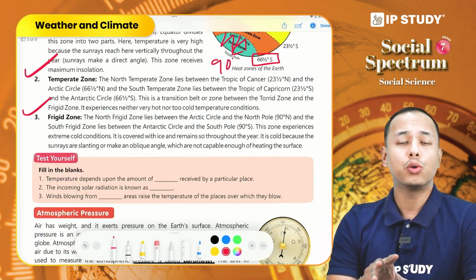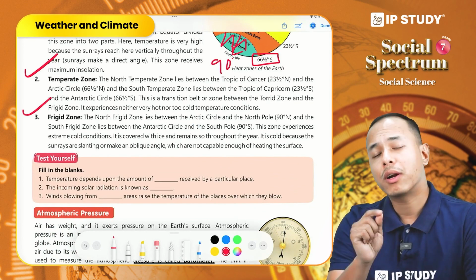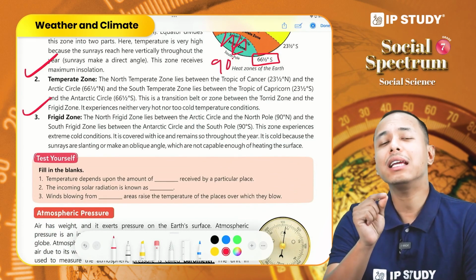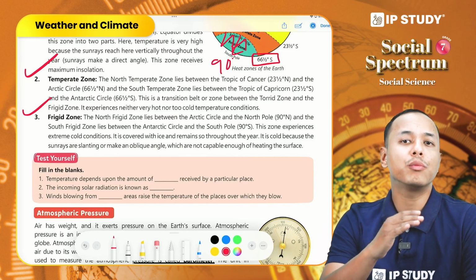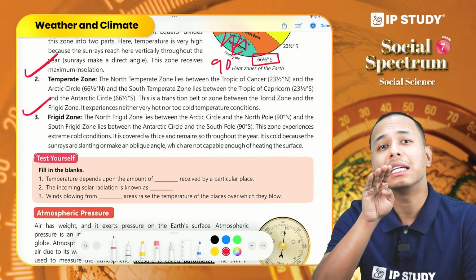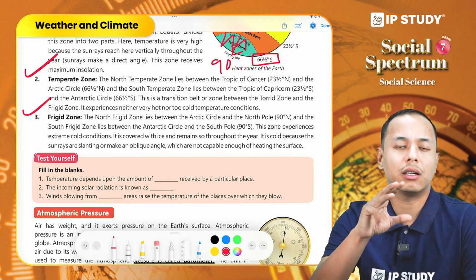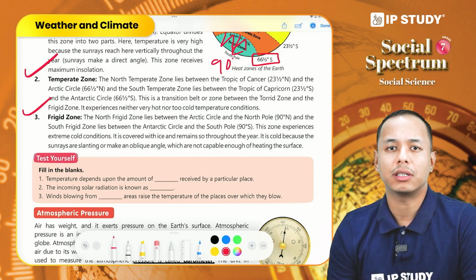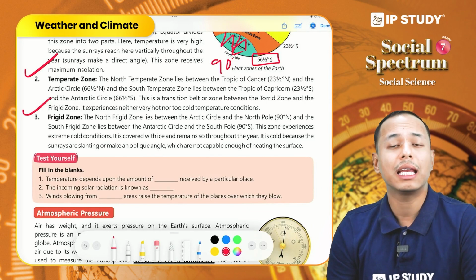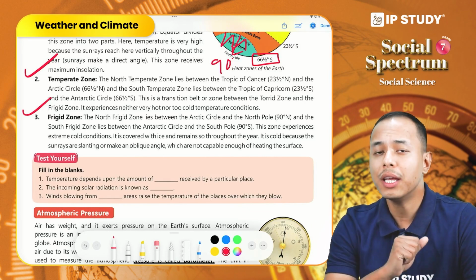This zone experiences very cold and freezing temperatures, and one of the reasons is the slanting sun rays. As we know, once we move from the equator towards the pole, the rays of the sunlight become slanting. So now what happens is these rays are not enough to heat the surface of the earth. As a result, this zone remains very cold and is covered with ice throughout the year.